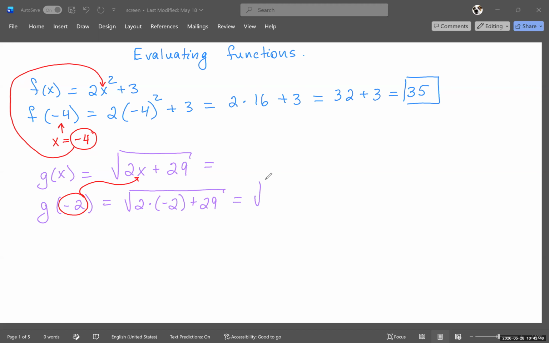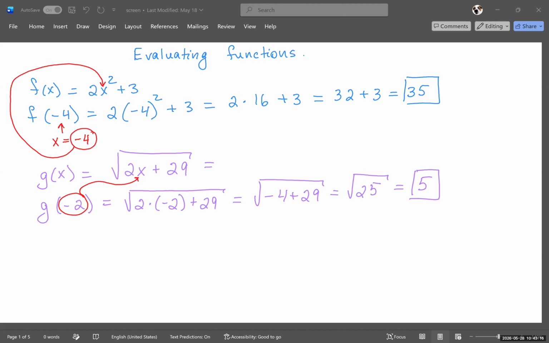Square root of 2 times -2 plus 29. Underneath the square root, we have 2 times -2, that's -4, plus 29. -4 plus 29 is a positive 25. And then the square root of 25 is just 5. No plus or minus here because it is a function. The negative result does not apply. If you put the negative down along with the positive, it's no longer a function, so you cannot do that.